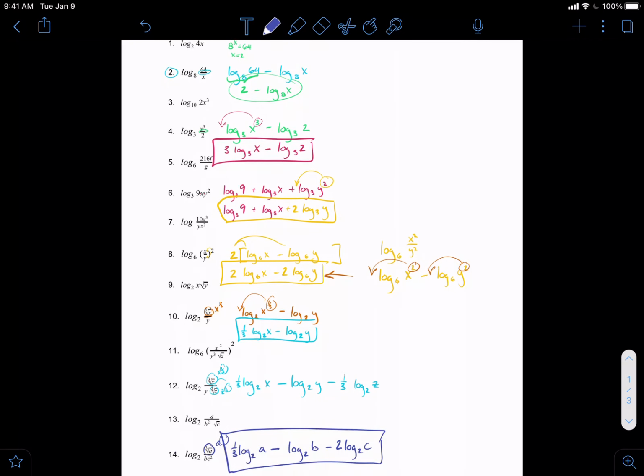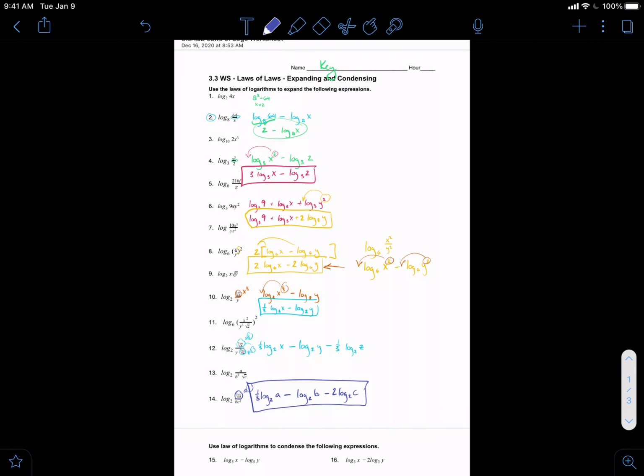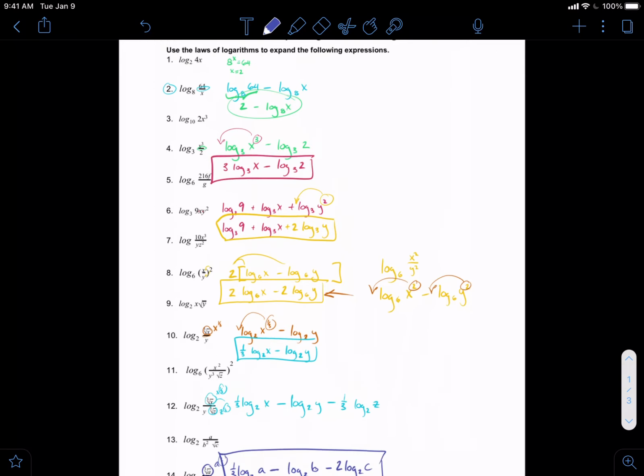Your job is to do the odds. If you need extra practice, please go back and work on those evens.